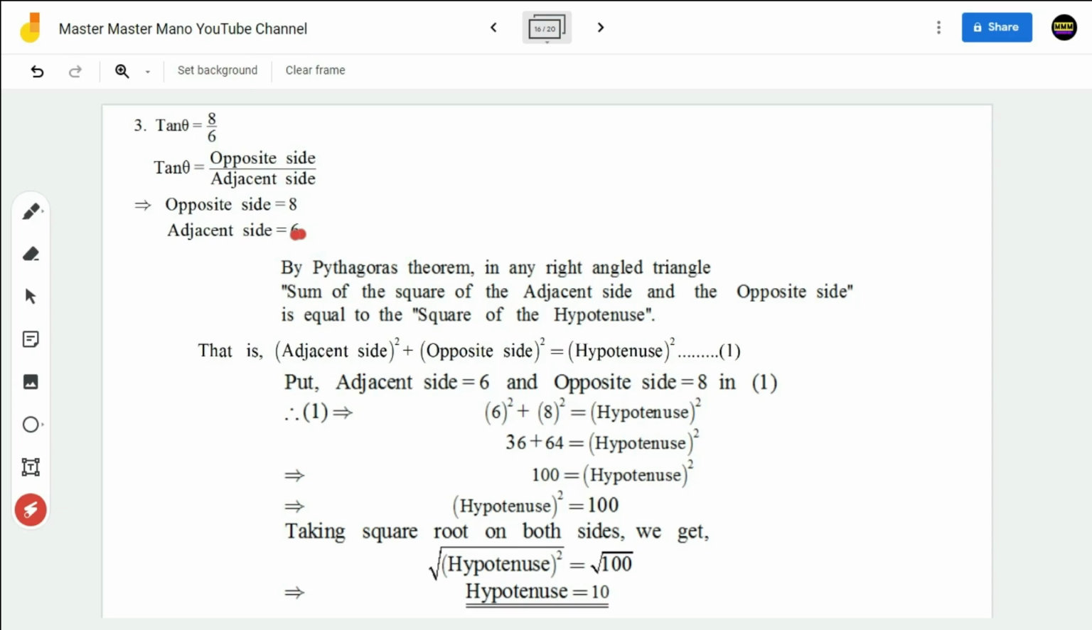In a right angle triangle, we were given the length of the opposite side and the length of the adjacent side. We were not given the length of the hypotenuse.